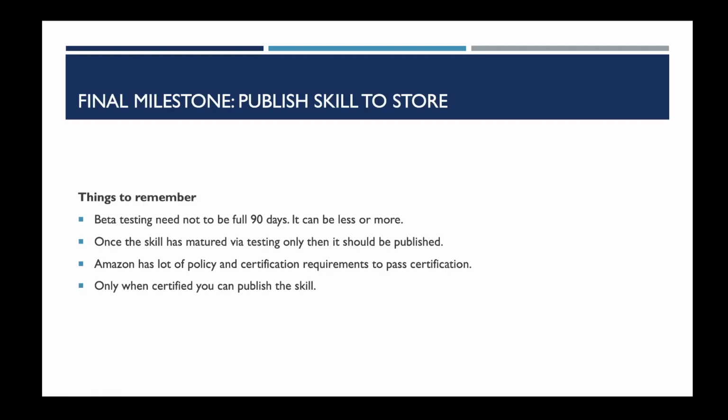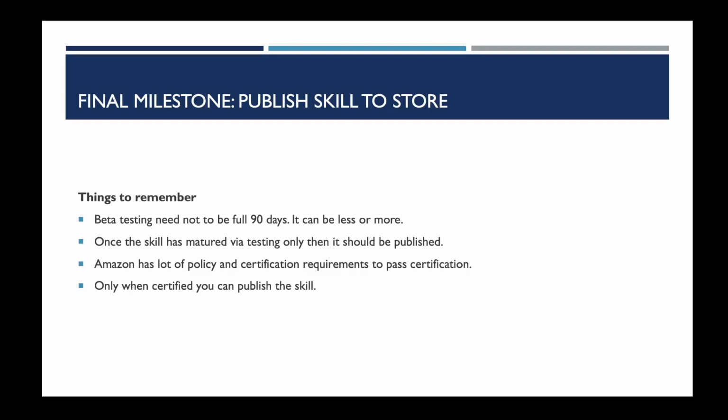And definitely your final milestone for your skill would be to publish the skill to the Amazon skill store. There are a few things that you need to remember before you do that. Your beta testing that you just enabled need not be the full 90 days. If your beta testing is completed before 90 days, that is perfectly all right, and you can also extend it beyond 90 days if needed. Once the skill has matured and you have done a proper amount of testing, including some of the features that we just spoke about, which are required for you to publish the skill, only then try to publish the skill to the marketplace, because no one really likes a half-baked product which has a lot of bugs in it.